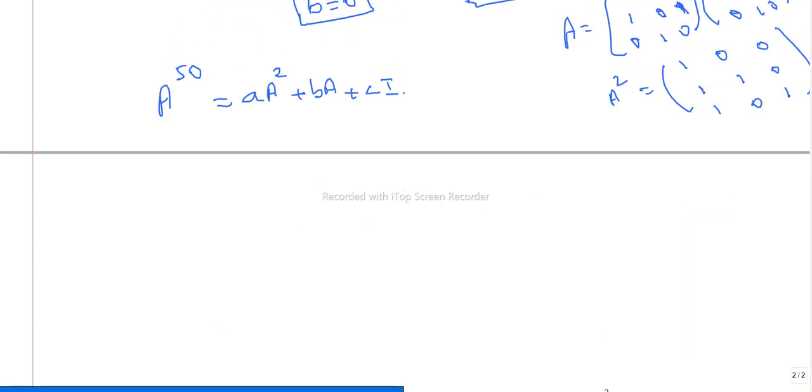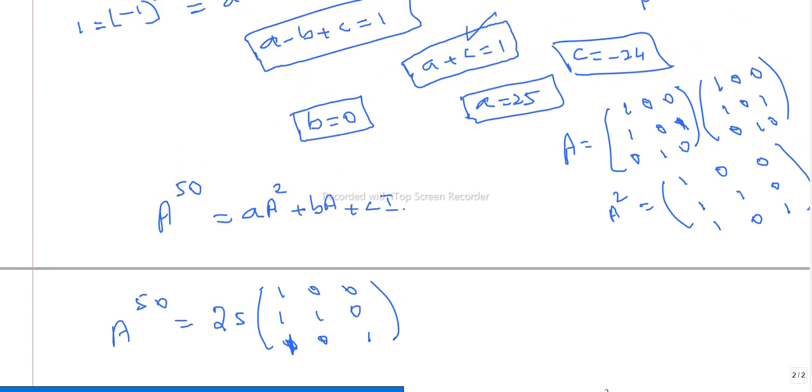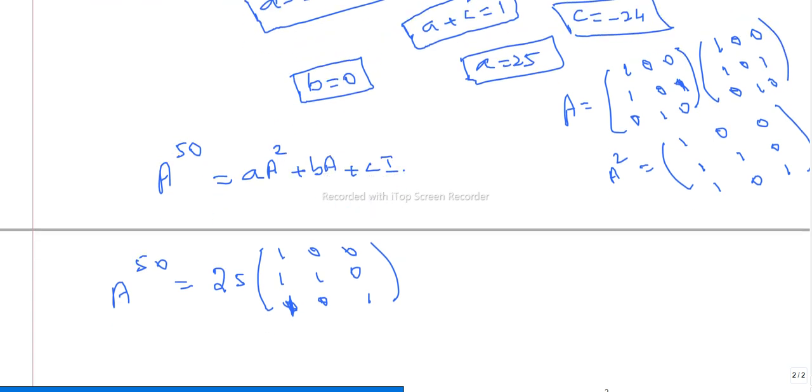Now we get, therefore A power 50 should be 25 times A square. So what is A square? 1 0 0, 1 1 0, 0 1 0, sorry, 1 0 1. So this is A square. B is 0, so no need to write it. So plus C, but C is 24, therefore minus 24 times the identity matrix. So C times identity.